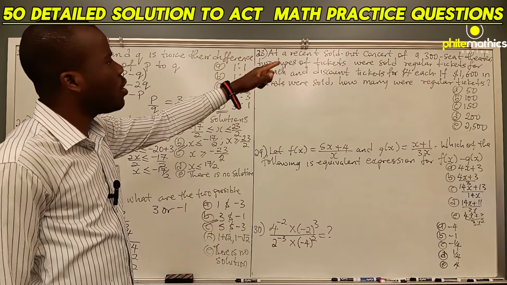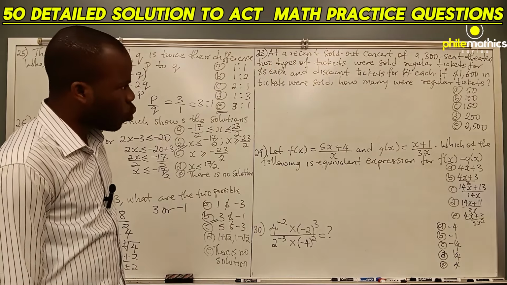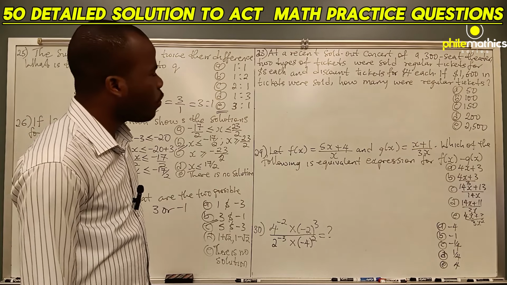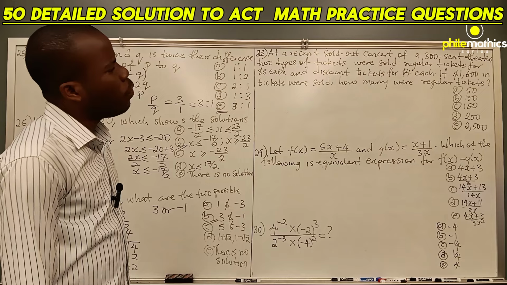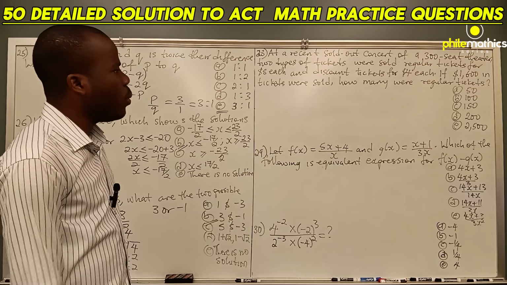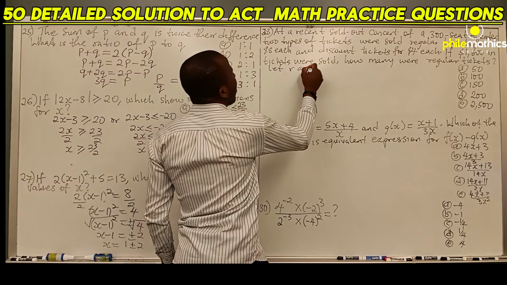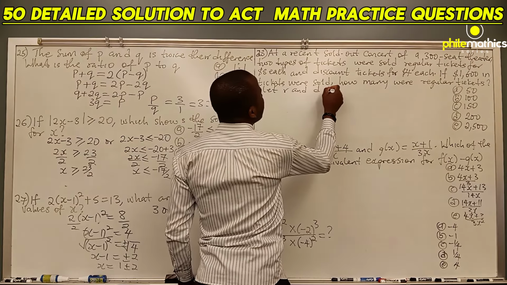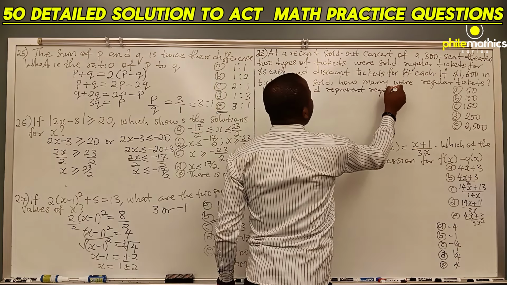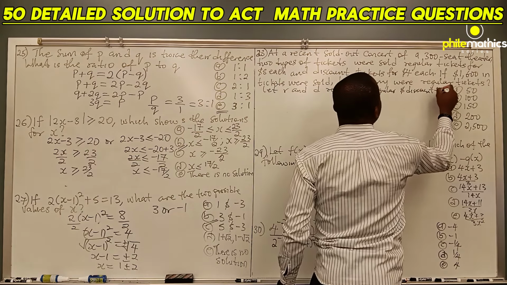At a recent sold-out concert of a 300-seat theater, 2 types of tickets were sold. Regular tickets for $8 each and discount tickets for $4 each. If $1,600 in tickets were sold, how many were regular tickets? So let R and D represent regular and discount tickets.